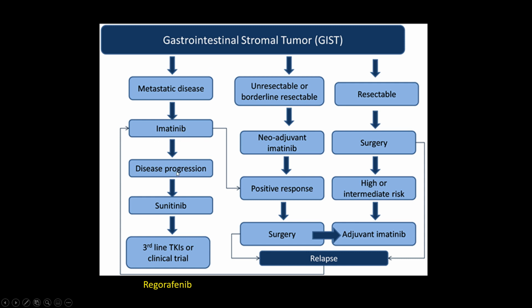And if there is disease progression or imatinib resistant GIST, then try sunitinib, which is a second generation tyrosine kinase inhibitor. And if it is still resistant to sunitinib, then try third line tyrosine kinase inhibitors, which is regorafenib, a recent drug. This will work in cases of resistance to imatinib and sunitinib.